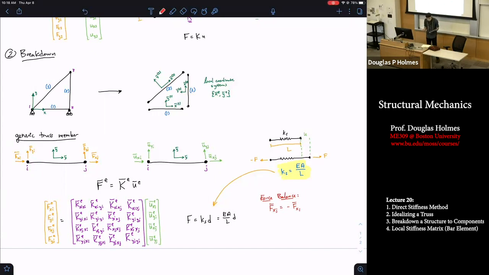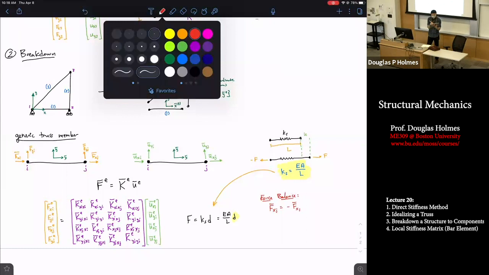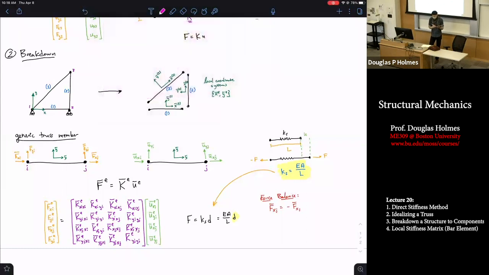And the reason why I wrote this with a little d here instead of a u is because the actual displacement is going to be the difference in u, the displacement of each node in the x direction. So what I mean by that is, our kinematic equations are such that the displacement of my spring is going to be equal to the location of the node J.